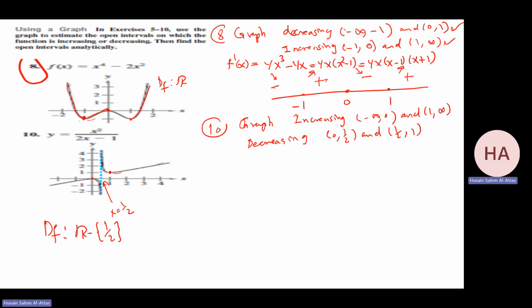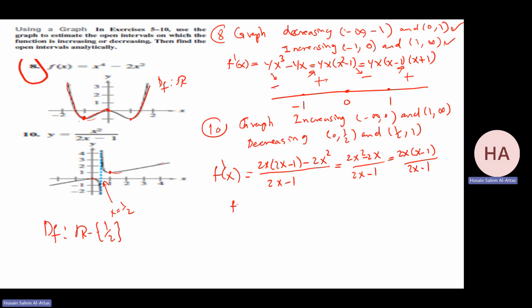Okay. We'll find the derivative. What will be the derivative of f? It will be 2x times 2x minus 1 minus 2x squared over 2x minus 1 squared. That gives me 4x squared minus 2x squared, 2x squared minus 2x over 2x minus 1. I can take 2x common factor. I have x minus 1 over 2x minus 1.